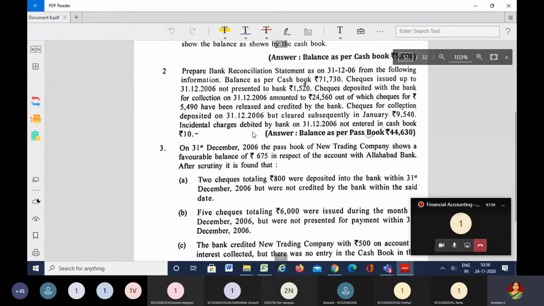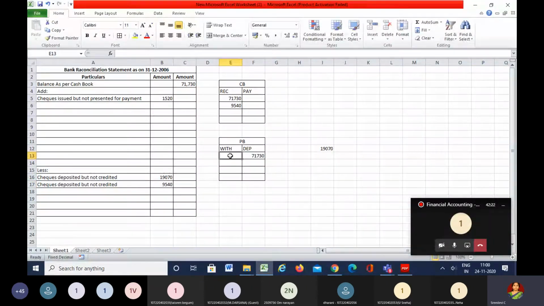Now coming to the next one, incidental charges debited. So now you should understand what is the meaning of a debit and what is the meaning of a credit, right? So here, incidental charges debited by bank. When they say by bank, that means it is recorded first in the passbook. Any debit given in the passbook usually decreases the balance in the passbook. But what it says here, not entered in the cash book, and the amount over here is 10 rupees.